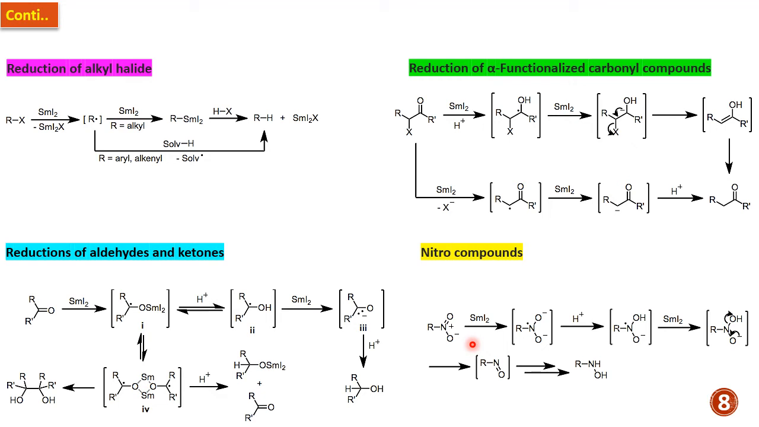Electron transfer followed by proton transfer and elimination generates an intermediate nitroso compound, which undergoes two more rounds of electron transfer and protonation to afford the hydroxylamine. Further reduction of the hydroxylamine leads to the amine formation.